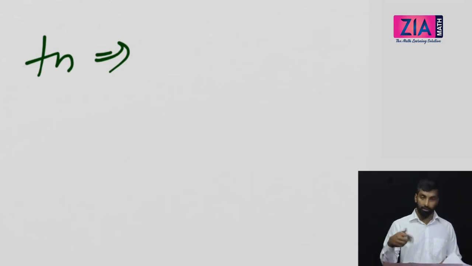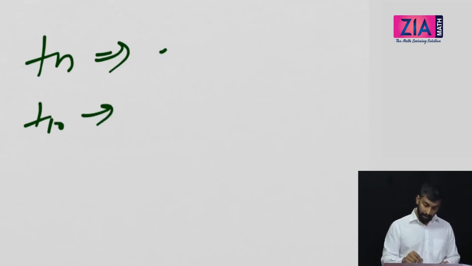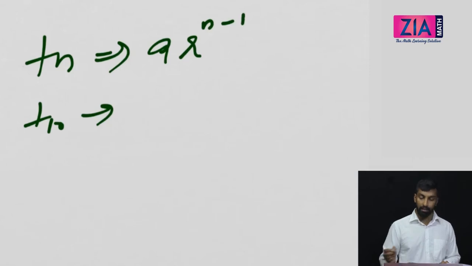Now what is the nth term here? If you need to find the nth term, or the 100th term or the 1000th term, whatever it is, you will just substitute n. So t10, if you need to find t10, or if you need to generalize and find tn, it is nothing but a r raised to n minus 1.